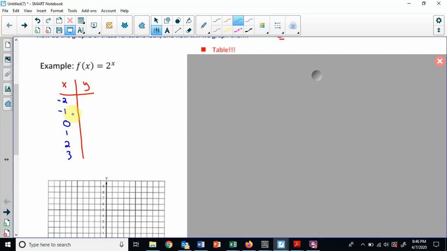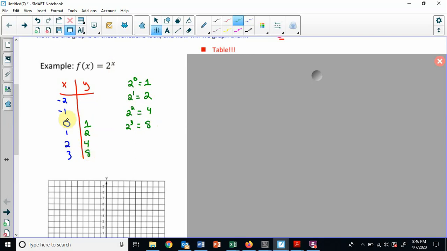So let's see. We could probably do some of these in our head. Like if I plug 0 in, 2 to the 0. Remember, anything to the 0th power is equal to 1. So this output is 1. To the first power, I can do that one without a calculator. 2 to the 1, what's that going to be? Well, that's just 2, right? 2 to the second power, 2 squared is 4. Can you do 2 to the 3rd? 2 to the 3rd is 8.